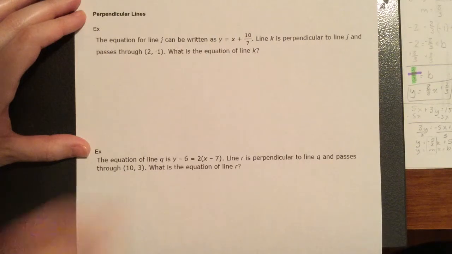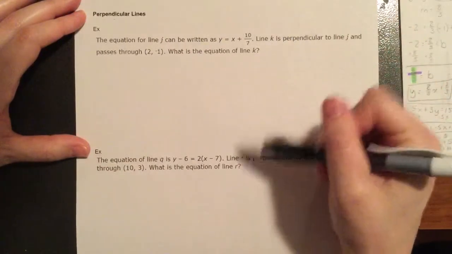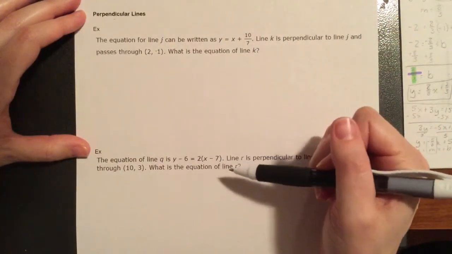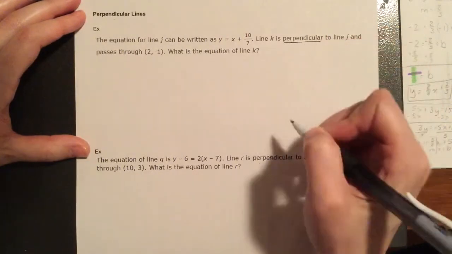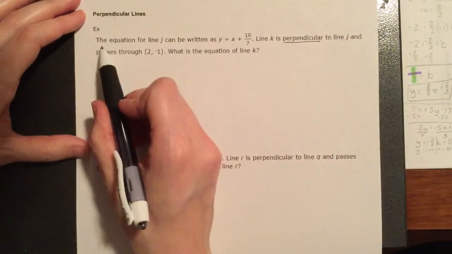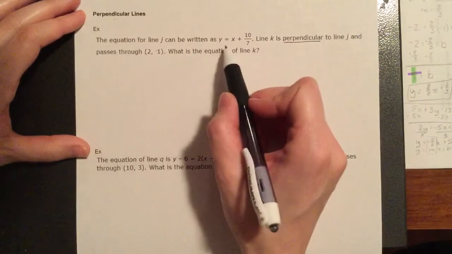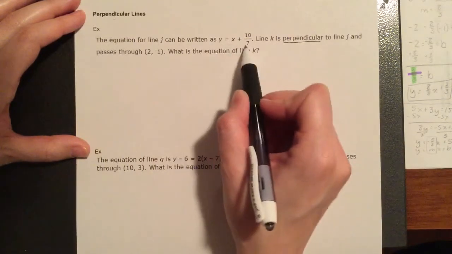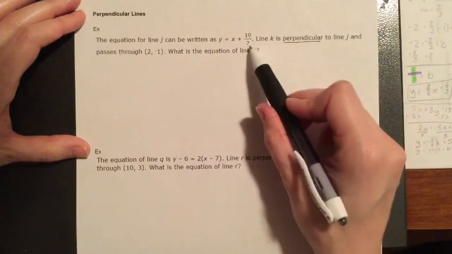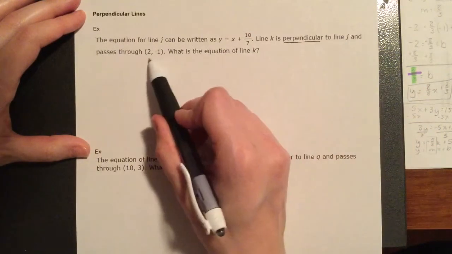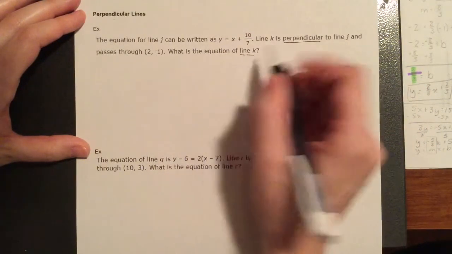Taking a look at writing our perpendicular lines, they can give it in different forms, but it's going to be pretty much the same process, except we're going to keep in mind perpendicular. All right. This one says the equation for line J can be written like this. A different line, K, is going to be perpendicular to this one and passes through that point. What is the equation for line K?